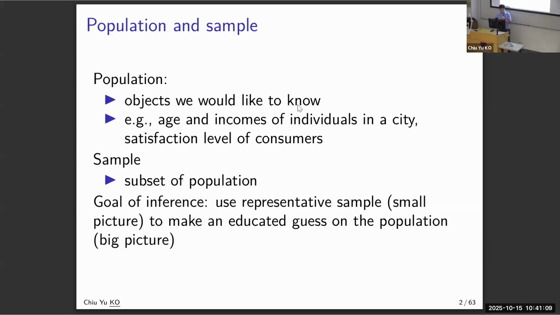So I hope I convinced you that most of the time you don't have the population, okay? You only have a sample, okay? And even your data you are not allowed to access. So in most cases, this is what we have. The sample is what we have.